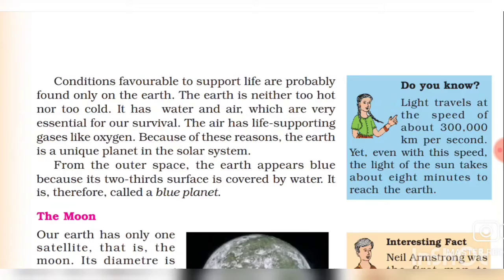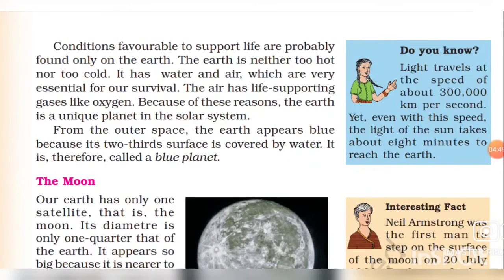And Earth takes 24 hours to rotate, and takes a year to revolve around the Sun. And light travels at a speed of about 3 lakh km per second. Even so, the light of the sun takes about 8 minutes to reach the Earth. And from outer space, the Earth appears blue because 2/3 of the Earth's surface is covered with water. That's why Earth is also called the blue planet.